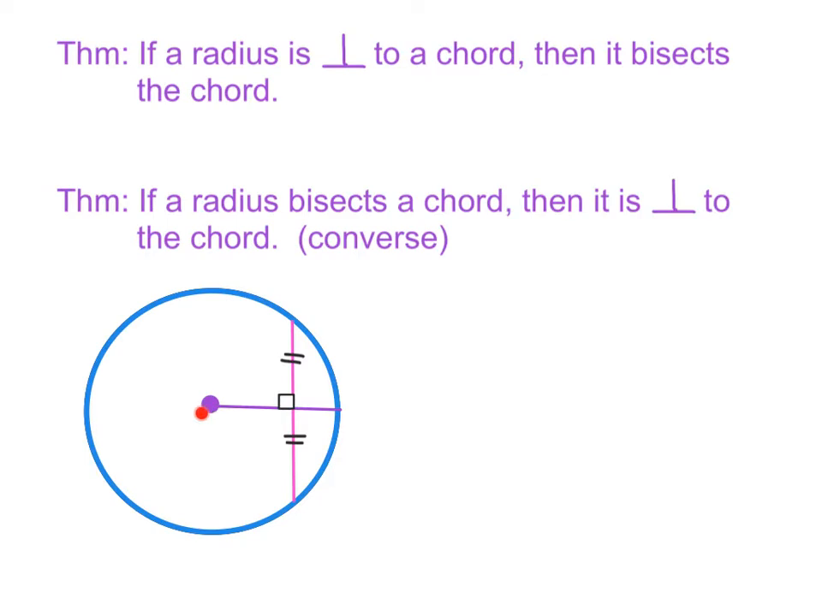So here's my radius, and here's my chord. Basically what it's saying is if this radius is perpendicular to this chord, so there's my right angles, then it also bisects the chord. Okay, the converse is also true, so basically it's saying these two go together. If you see the right angles, then you see the bisects. If you see the bisects, then you should see the perpendicular and the right angles.